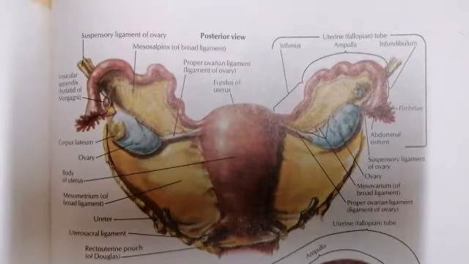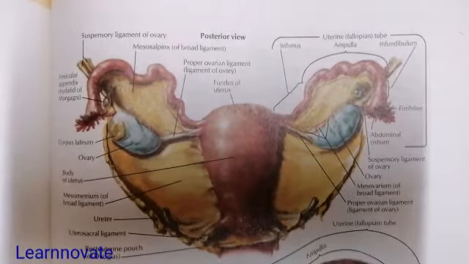In this part of the video, we are going to discuss the attachments of the uterus to the pelvic wall, including the broad ligament, the suspensory ligament and the ligaments of the uterus. Also, we will discuss the blood supply of the female internal genitalia. Now, starting with the definition of the broad ligament.